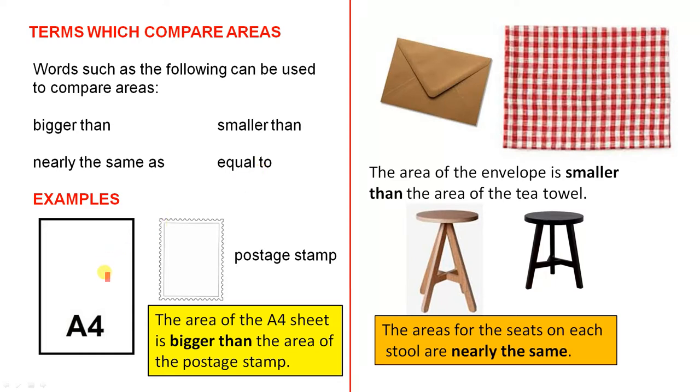Here we have an A4 paper and here we have a postage stamp. We can say with confidence that the area of the A4 sheet is bigger than the area of the postage stamp. That's obvious, you can see it. The next example, the area of the envelope is smaller than the area of the tea towel. That's also obvious.